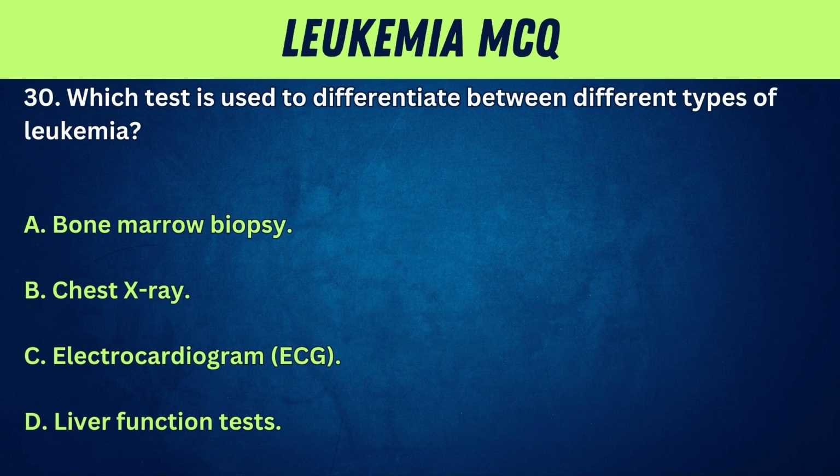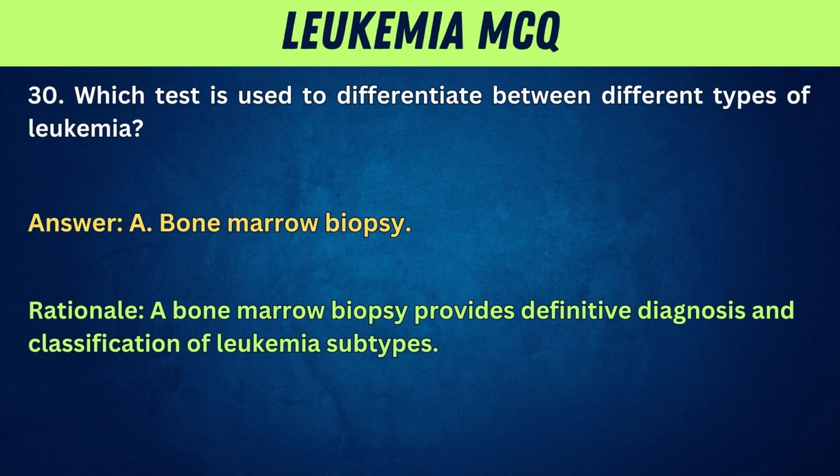30. Which test is used to differentiate between different types of leukemia? A. Bone marrow biopsy. B. Chest X-ray. C. Electrocardiogram, ECG. D. Liver function tests. Answer: A. Bone marrow biopsy. Rationale: a bone marrow biopsy provides definitive diagnosis and classification of leukemia subtypes.